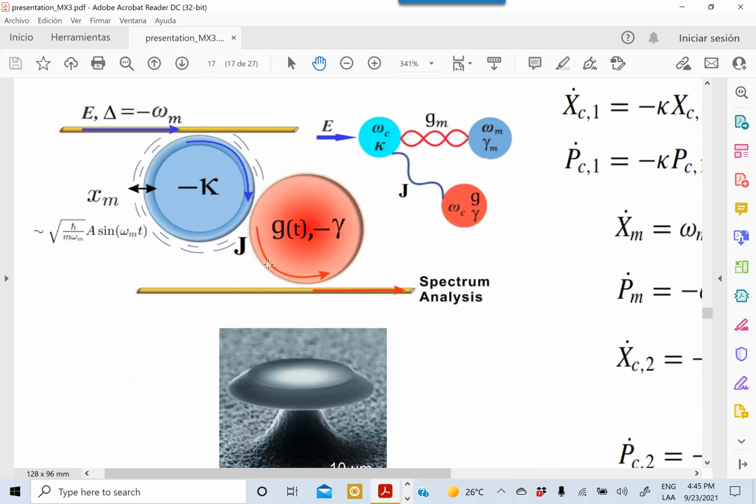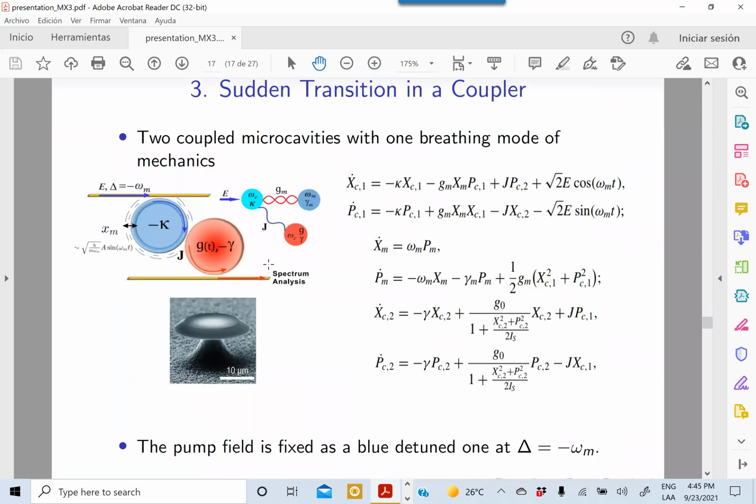For example, A sin omega t. Can you see that clearly? Just one of them is vibrating. The other one is rigid, something like that. The dynamical equation is just a generalization from our previous scenario. One different thing is the coupling between the 2 cavities, proportional to J. The other difference is that in this process, we only have one pumping field, which is blue detuned.